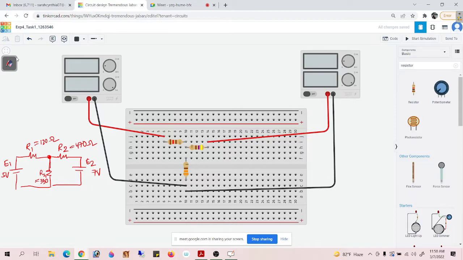So what was the idea of this particular experiment? The idea was to solve all the branch currents. Okay, so how do we solve it? We have to find out the branch current over here, the current over here, and then the current over here as well. So how do we measure the current?